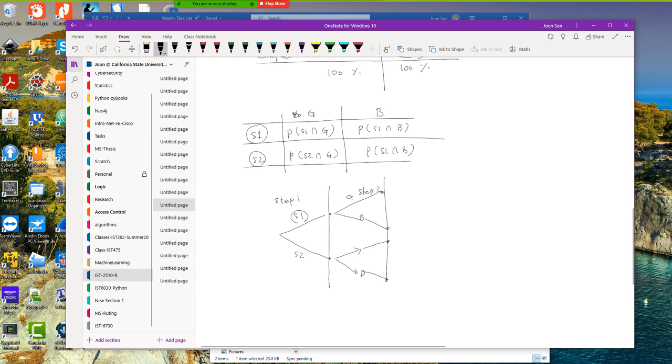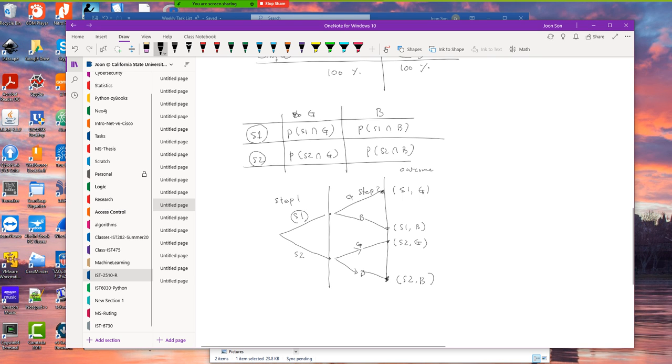Okay, so this means your outcome is like S1, and then this is good. And this one is what? S1 and bad. And this one is S2, and at the same time, this is good, right? It's good. And this one means S2, right? And then bad.